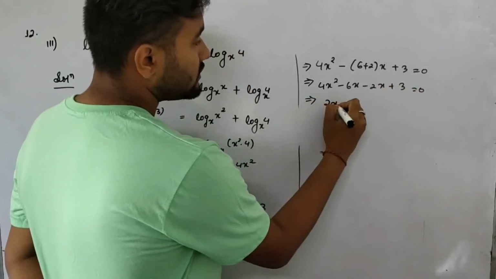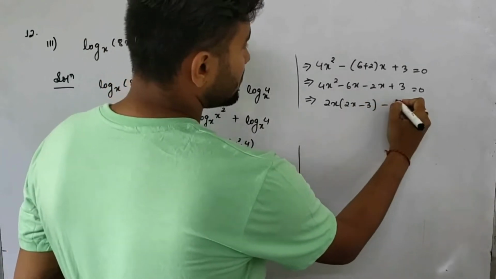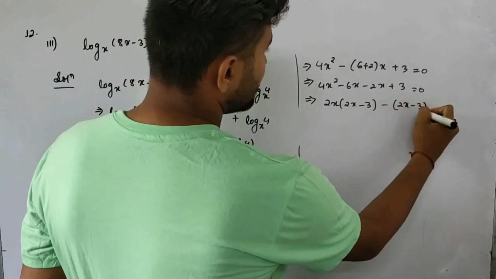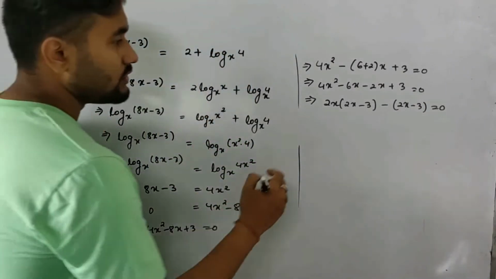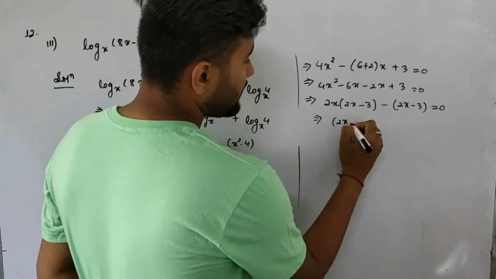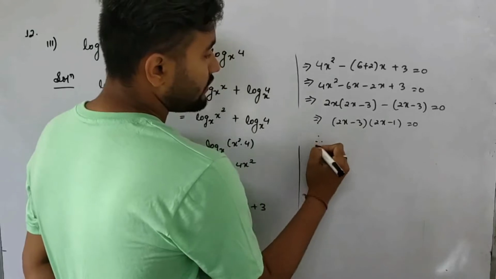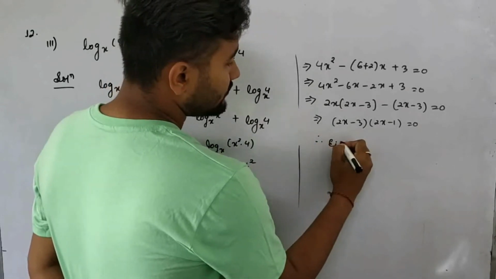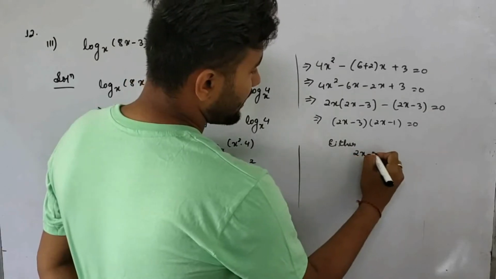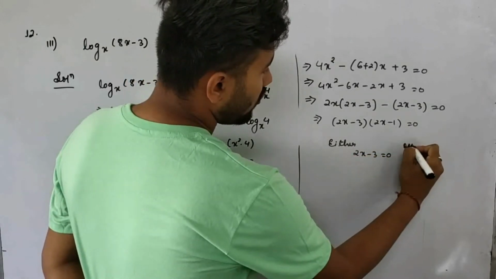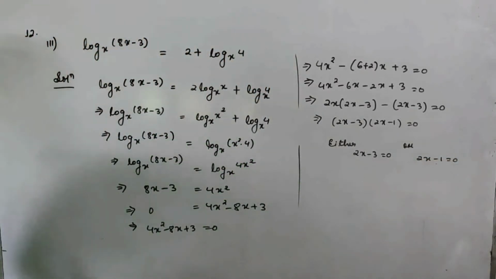Take common, 2x is common. So 2x minus 3. Over here also minus 1 is common. So 2x minus 3. Got? So what we will get over here, which implies 1 is 2x minus 3 and another one is 2x minus 1 is equal to 0. So therefore either 2x minus 3 equal to 0 or 2x minus 1 equal to 0.